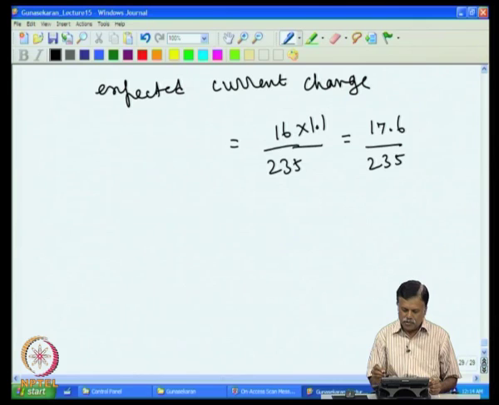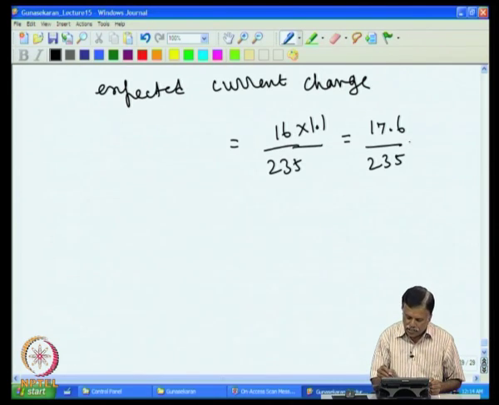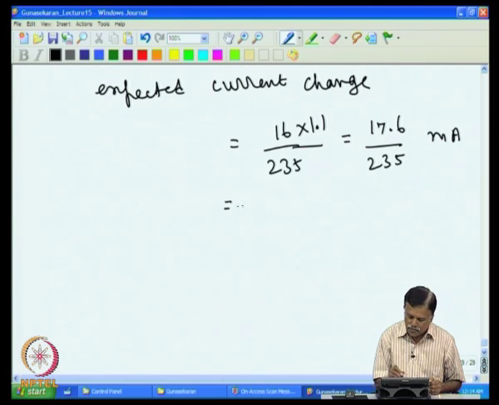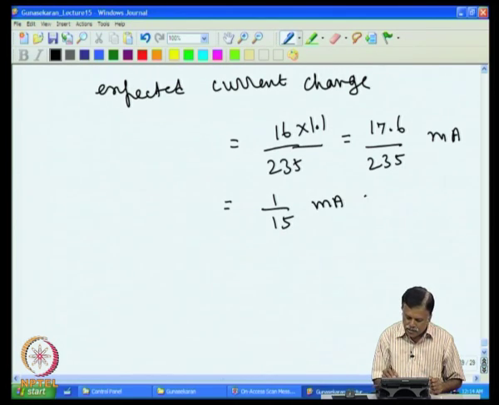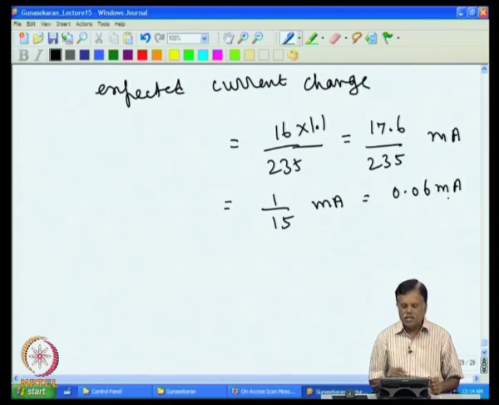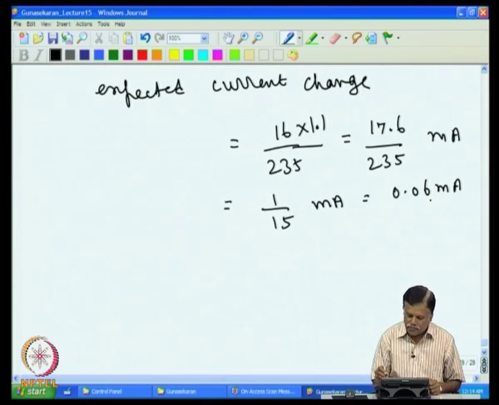That actually, if we take it percentage wise, that will be current in milliamps. So, that will be 51 by 15, that you will get approximately 0.06 milliampere current. So, because of that resistance change, the R7 change, you will have a current drift of 0.06 milliampere.